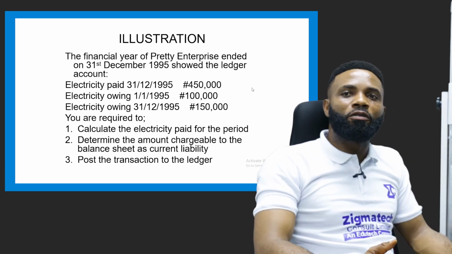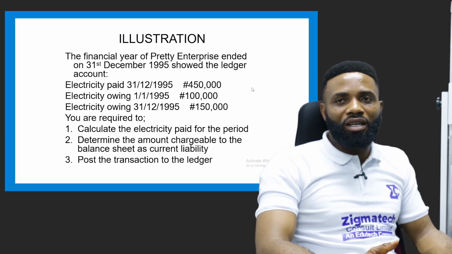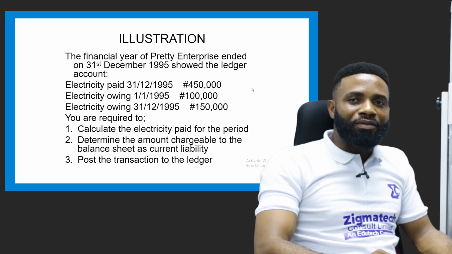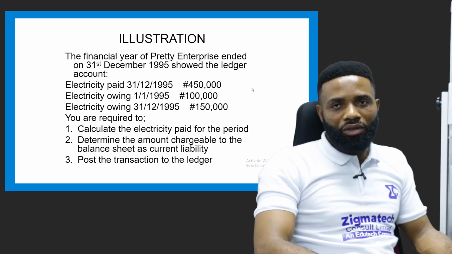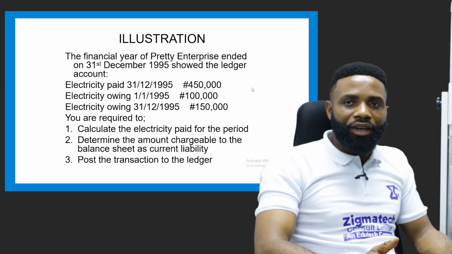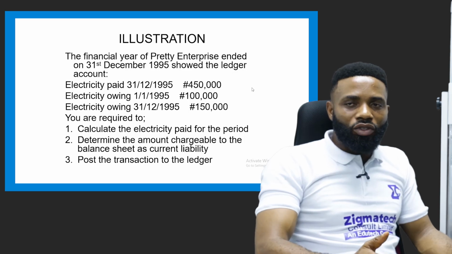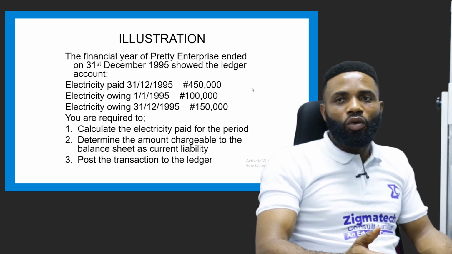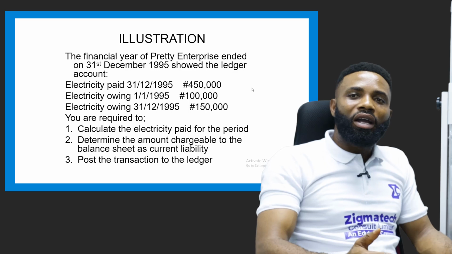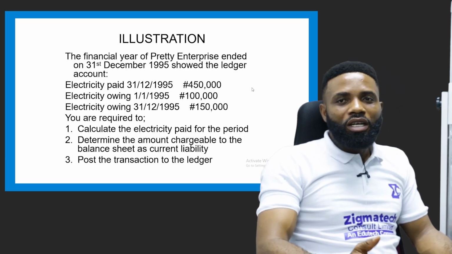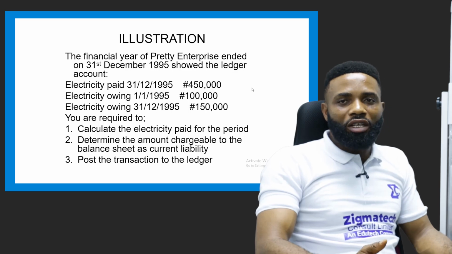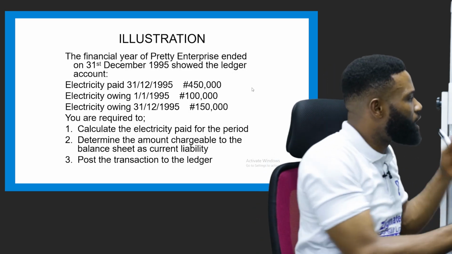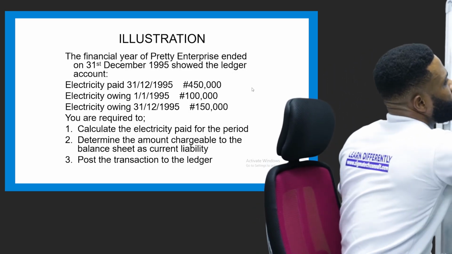Let's quickly take an illustration to understand this concept. The financial year of Pretty Enterprise ended on 31st December 1995. Show the ledger account. Electricity paid for the year to 31st December 1995 is 450,000. Electricity owing on 1st January 1995 is 100,000. Electricity owing on 31st December 1995 is 150,000. You are required to calculate the electricity paid for the period, determine the amount chargeable to the balance sheet as a current liability, and post the transaction to the ledger.